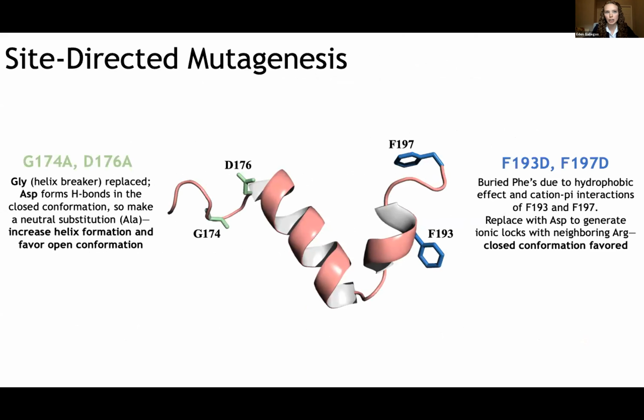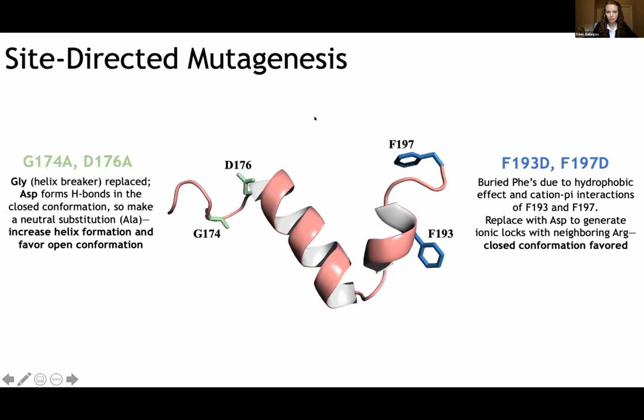For simplification, an open conformation refers to the state of 5-LOX with an elongated helix, and closed means that 5-LOX has that broken helix. So we designed mutants to favor either the open or closed state. In green, you see 2 residues that we mutated to the neutral residue alanine to favor an open conformation. The glycine here is a known helix breaker, so we didn't want that present. And then the aspartate here forms a strong hydrogen bond in the broken helix, so we got rid of it too.